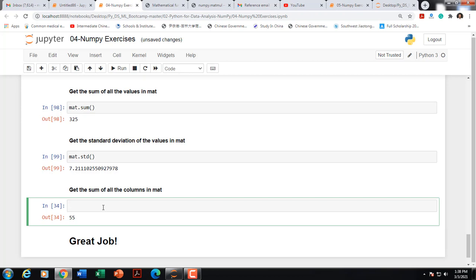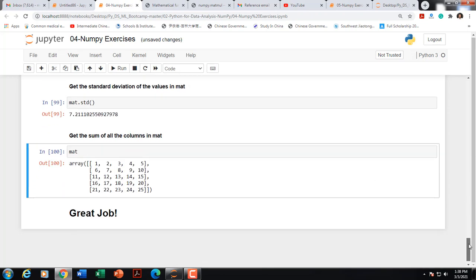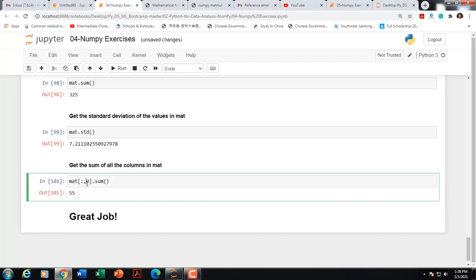And now this will be a little bit tricky. We have to get the sum of all columns in mat. So sum of column 1, column 2, column 3, column 4, column 5. 0, 1, 2, 3, 4. Okay then. So one way of doing this is, well, we do need all of the rows. So I will say I need all of the rows. And I just need column 0. And if I say sum, I get 55. If I do 1, I get 60. So this is one way of doing it.